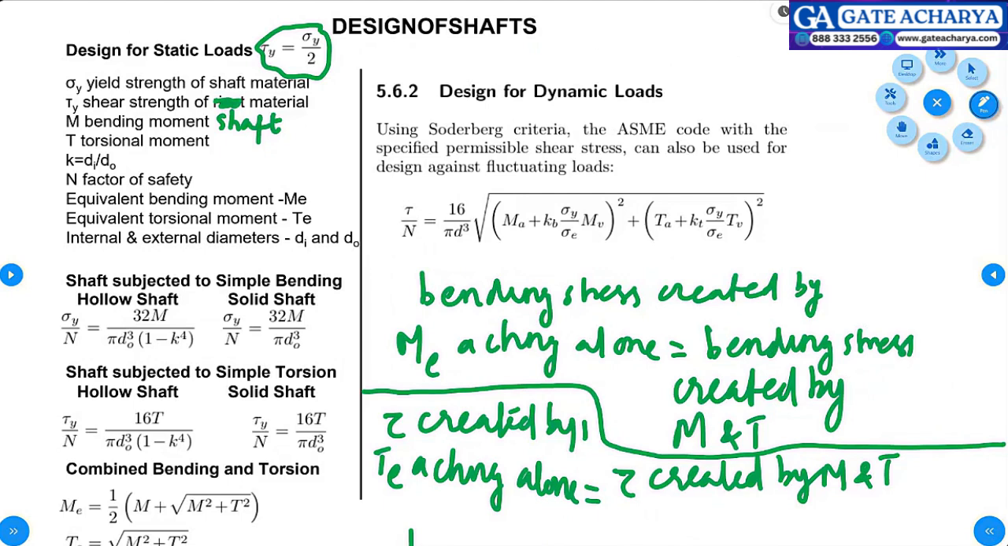Write it down. Any doubts? If there's any doubt, please do ask now itself.